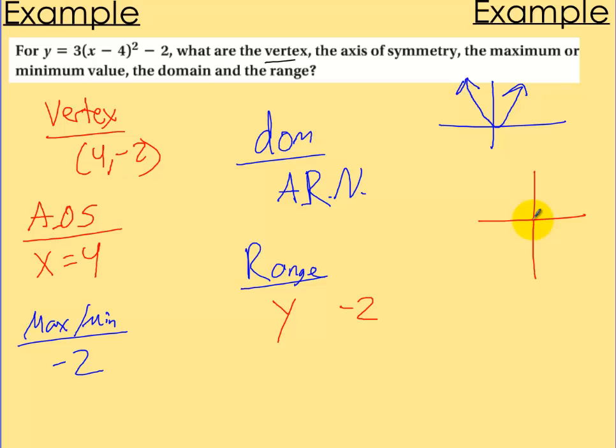If I know my vertex at (4, -2), that's about right here. If you have a positive a value, I know my parabola is going to look something like that. That's not a perfect drawing to scale, but I can see that y at -2 is the lowest value, and then it's all y values above. So the range is going to be y is greater than or equal to -2. That's it.